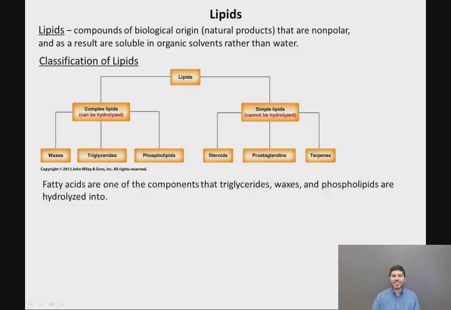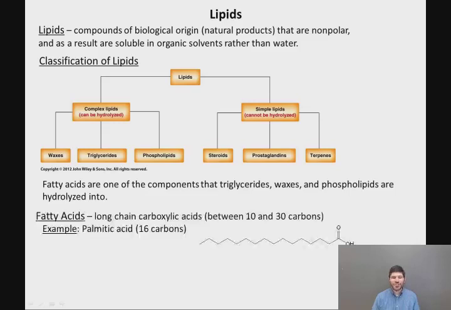But fatty acids are one of the components that triglycerides, waxes, and phospholipids are hydrolyzed into. So I want to begin by just looking at fatty acids. Fatty acids are long-chain carboxylic acids. They have between 10 and 30 carbons. And as an example, what I have drawn here is the 16-carbon fatty acid called palmitic acid.